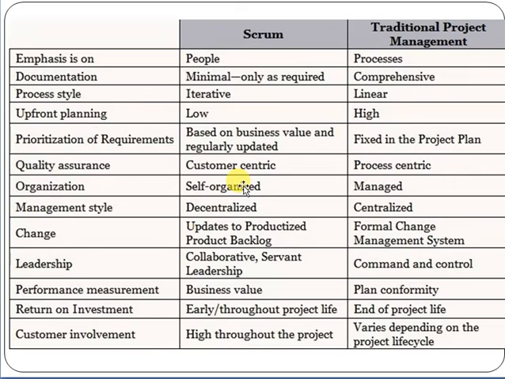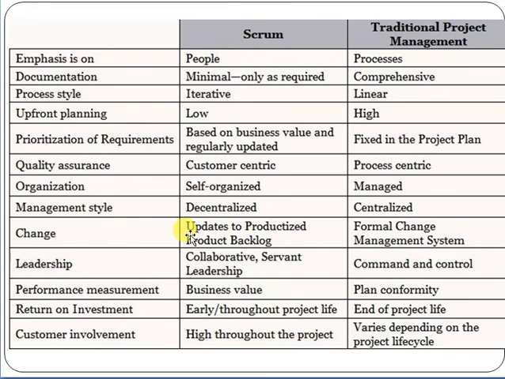Organization in Scrum is self organized. They don't need any boss, they are self organized. Traditional project management is dependent on a boss, a person who is managing, like a project manager or a functional manager should be there. So it is a very big difference between these two approaches. Management style is decentralized. Decentralized means many people are working, not only a single boss is there in Scrum. However, the traditional approach is centralized and managed by a single person.